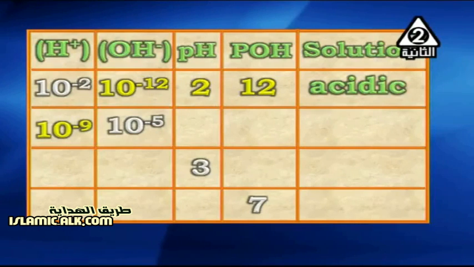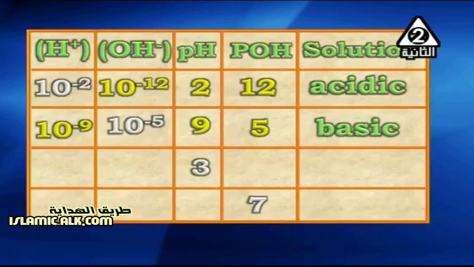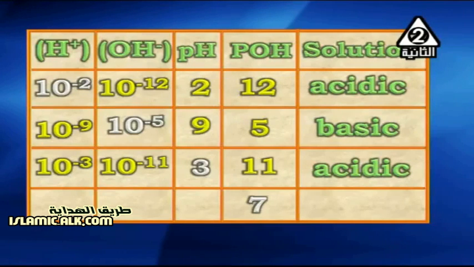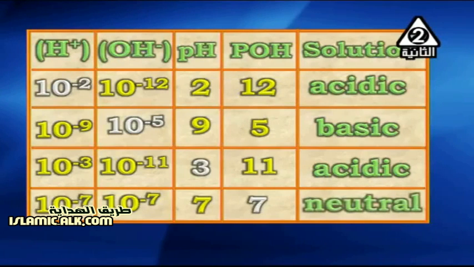And in the second line, as we know the hydroxide ion concentration, the hydrogen ion concentration will be 10 to the power negative 9, and pH equals 9, and pOH equals 5, and as pH is greater than 7, it is a basic solution. While in the third line, the pH equals 3, so the concentration of hydrogen ion is 10 to the power negative the value of pH, so 10 to the power negative 3, and the concentration of hydroxide ion is 10 to the power negative 11, and pOH equals 11, and the solution is acidic as pH is less than 7. And the last one, as pOH equals 7, both the concentration of hydrogen ion and hydroxide ion equal 10 to the power negative 7, so the solution pH equals 7, so it is a neutral solution.